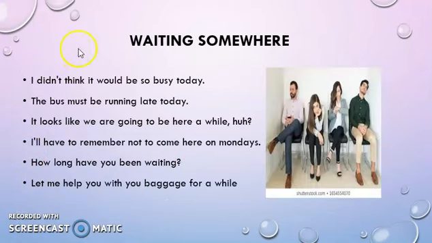When you're waiting for someone in a common place, you can initiate like this: I don't think it would be so busy today. The bus must be running late today. It looks like we're going to be here a while. I'll have to remember not to come here on Mondays. How long have you been waiting? Let me help you with your baggage for a while.